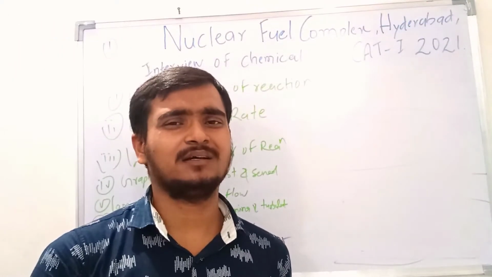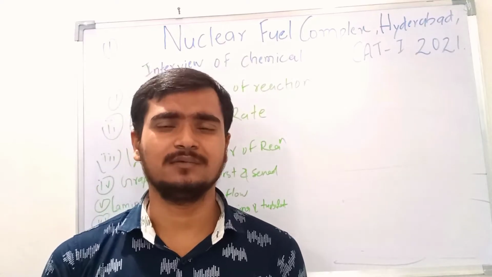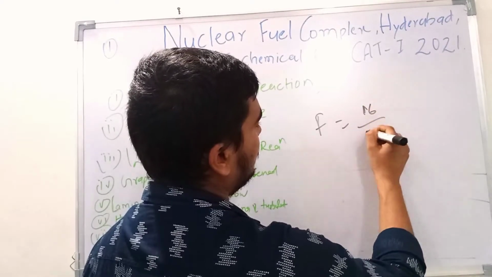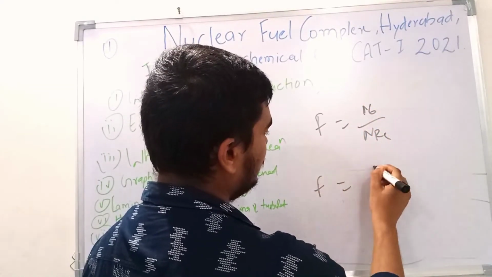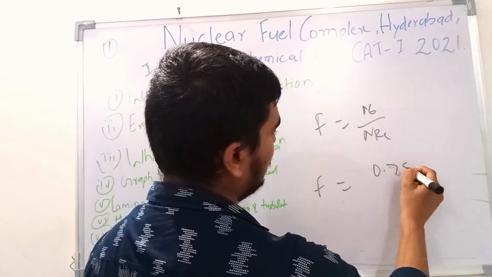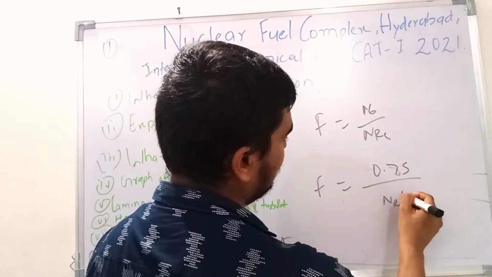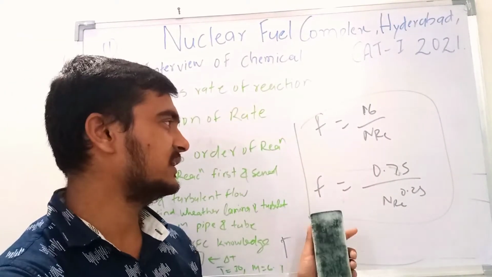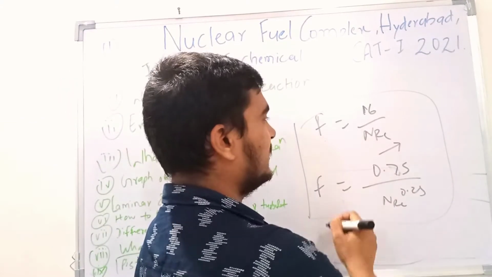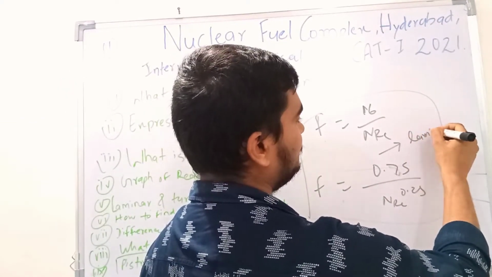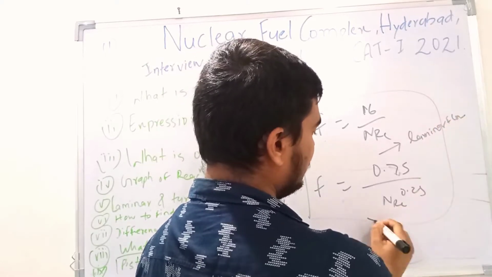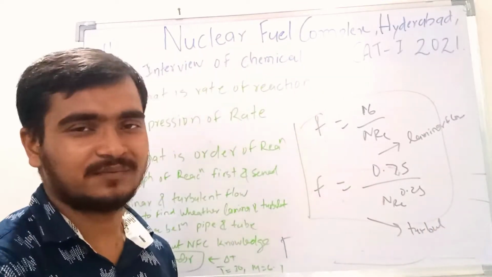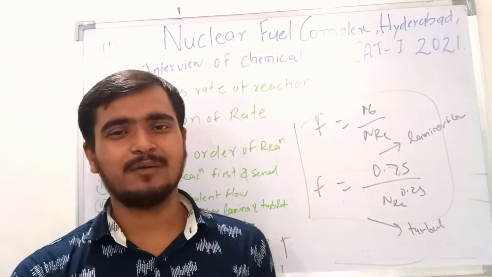But in the NFC interview, my friend said that f is equal to 16 upon NRe, and f is equal to 20.75, and NRe is equal to 2.5. But this is not the way of saying whether the flow is laminar or turbulent. Basically, this is the friction factor for laminar flow, and this is the friction factor for turbulent flow. But the interviewer did not ask for the friction factor, so don't make this kind of unhabitual mistake.